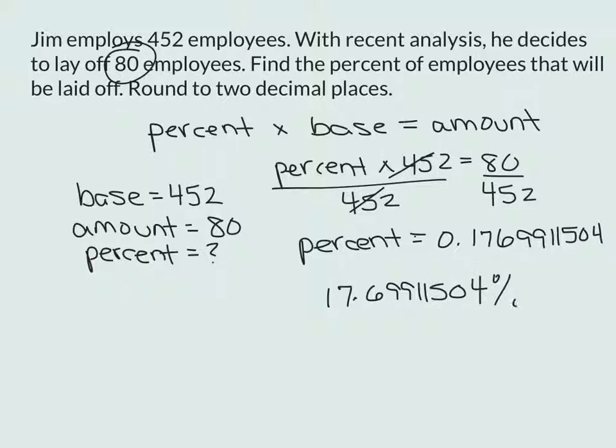17.69911504%. And our problem tells us to round to 2 decimal places. So we'll look at the 9, and then we'll look at the value to the right of the 9, which is also a 9. Since 9 is greater than 5, I am going to round this 9 up to a 10, so that makes the 6 a 7 in this case. So my rounded percentage is 17.7%, or 17.70%.